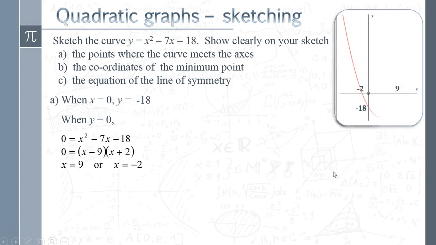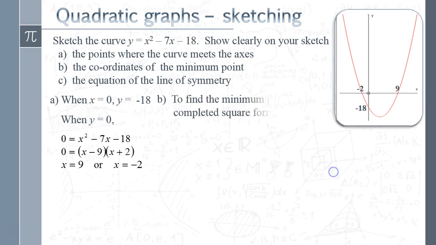So let's draw the curve through. There it goes, and there's the sketch of my curve. So I've done part A: I've drawn the sketch, and I've put the points on where the curve meets the axes. Now what I need is the coordinates of the minimum point.